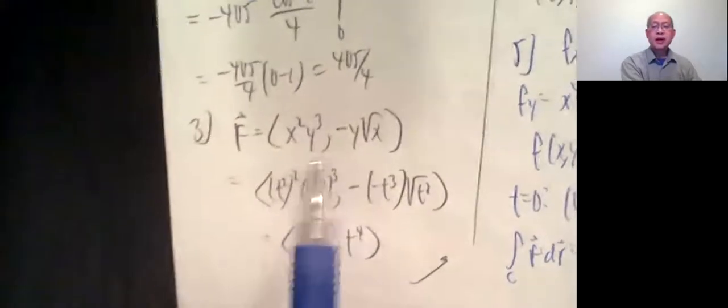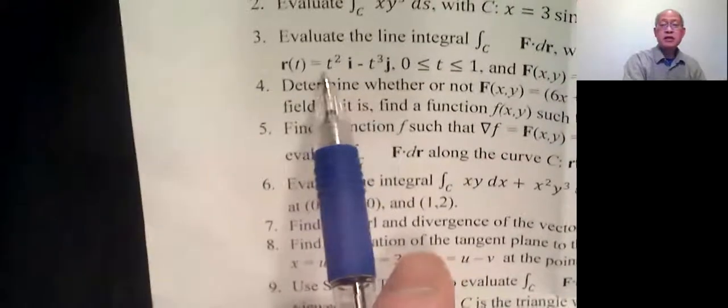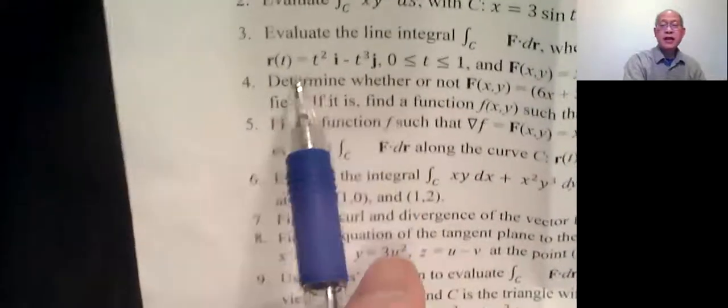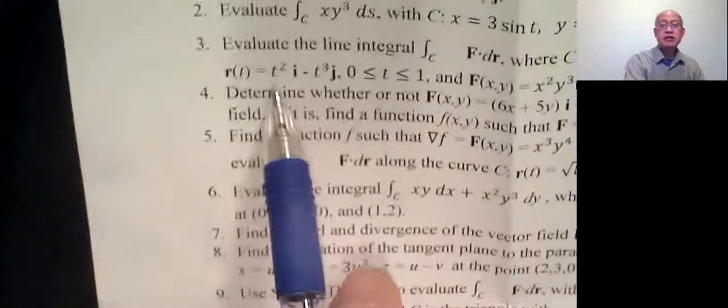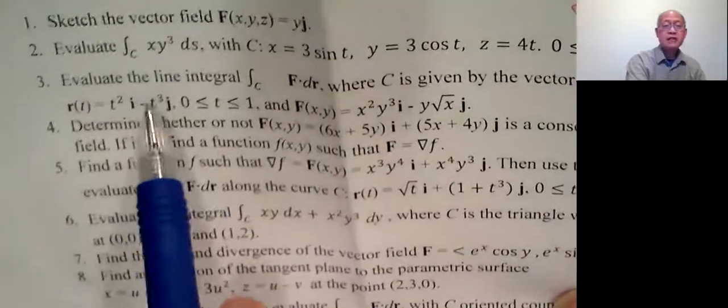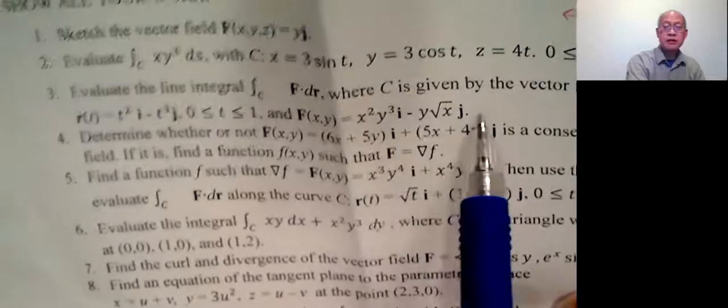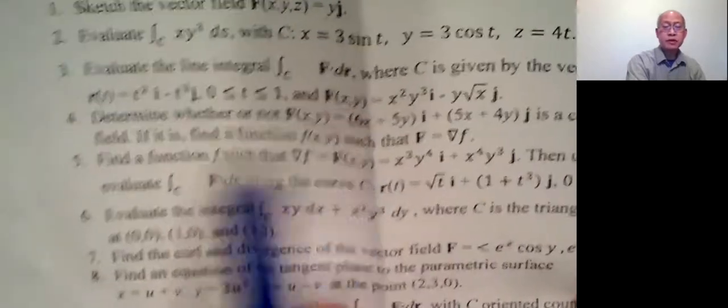All right, number 3, you're given this is f, and I have to substitute in. r is t squared, negative t cubed. That's x, that's y. So take t squared and plug it in there and there. And negative t cubed, plug it in there and there to find an expression for f involving only t, and t goes from 0 to 1.